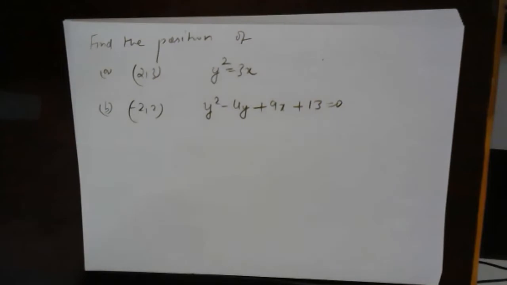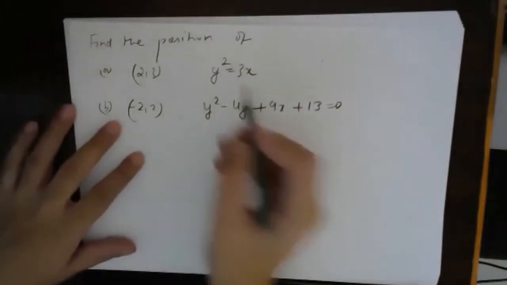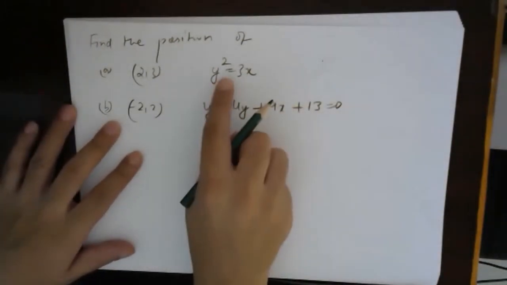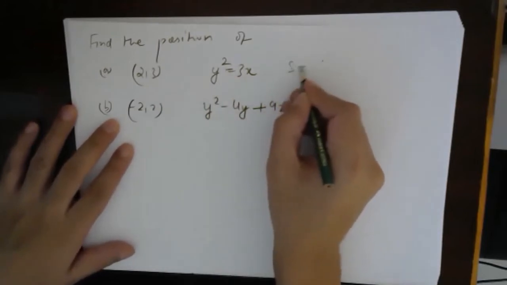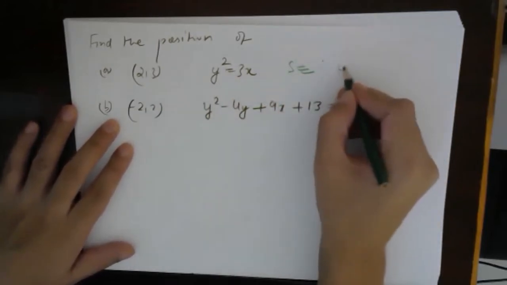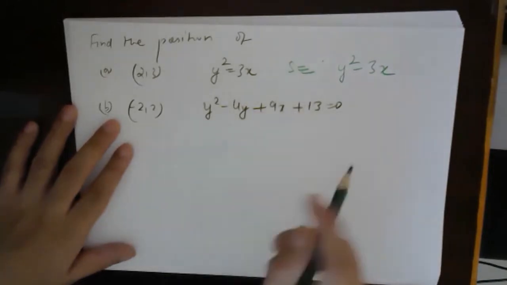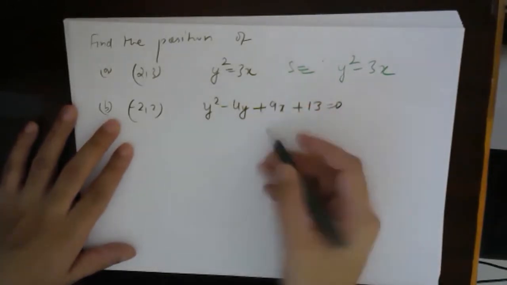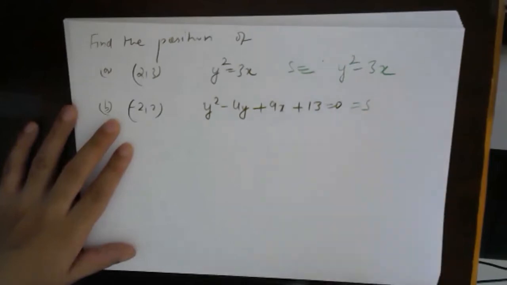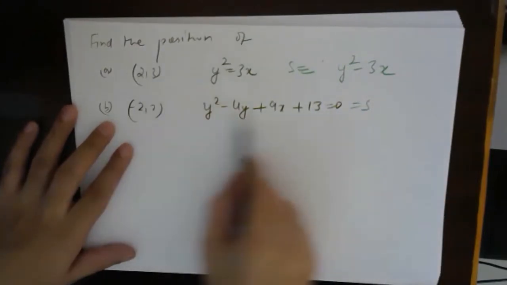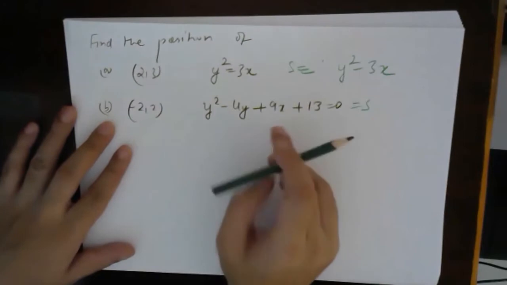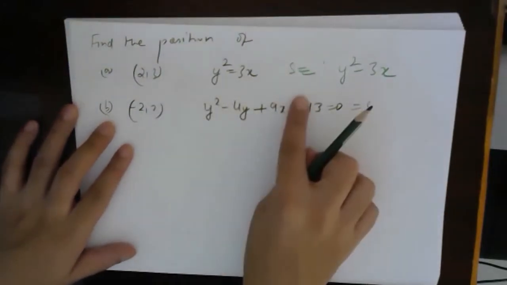Okay, so I think you must have got the answer. Suppose this is the equation of the parabola, so I will write S equals y squared minus 3x. This is the equation of the parabola given in the standard form. Fine. So I'll simply substitute the points in the equation of the parabola.